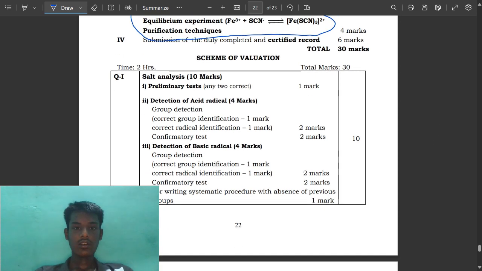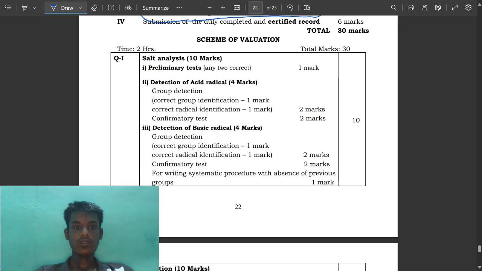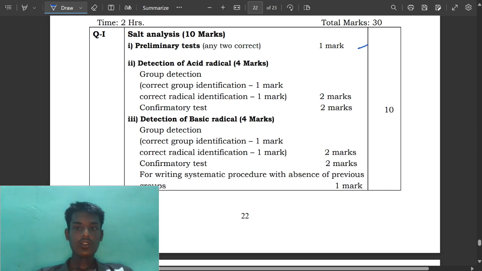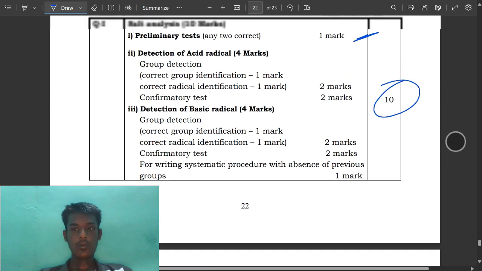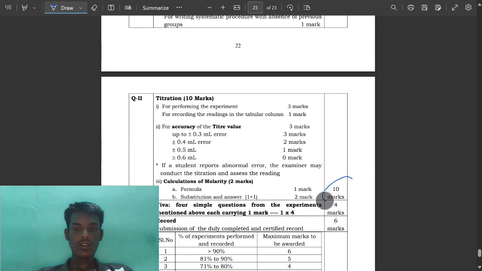And the scheme of evaluation. In the scheme of evaluation, salt analysis, the determination of the acid and basic radicals, carries 10 marks for both. Titration also contains 10 marks, with numericals also, guys.